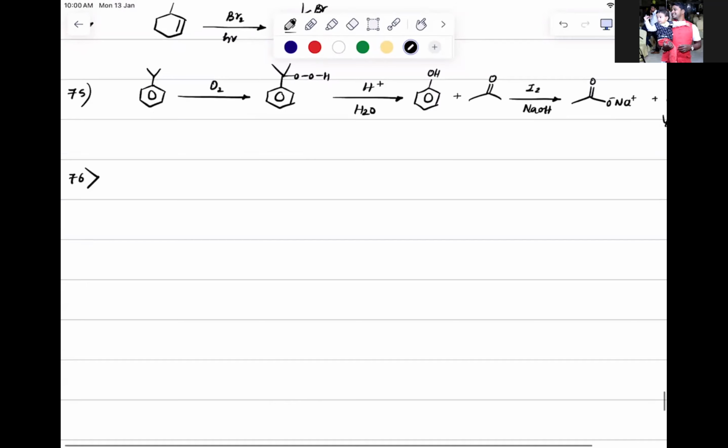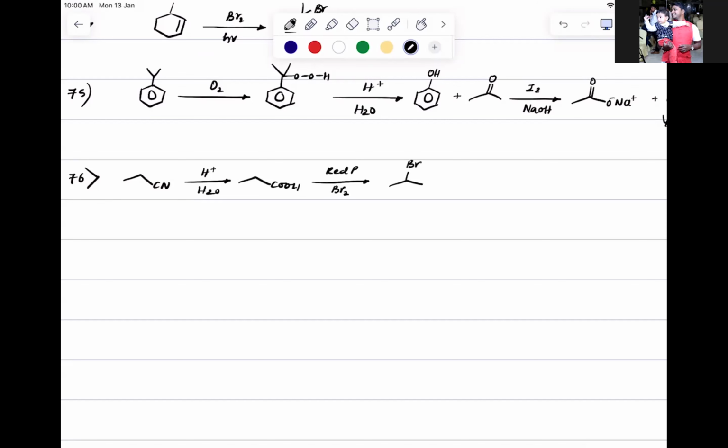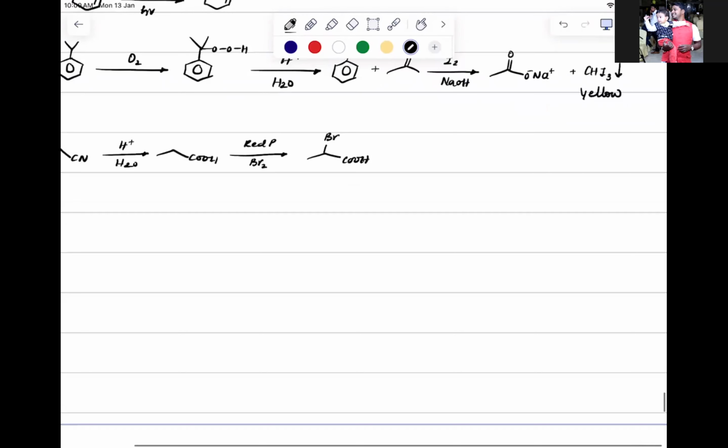Next, 76. If you have cyanides, on hydrolysis you will get an acid. And this acid, if you treat with red phosphorus and Br2, then Br will come here and COOH will form here. This is called the HVZ reaction.